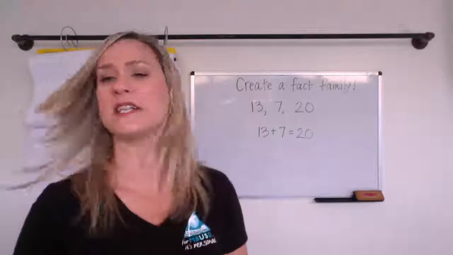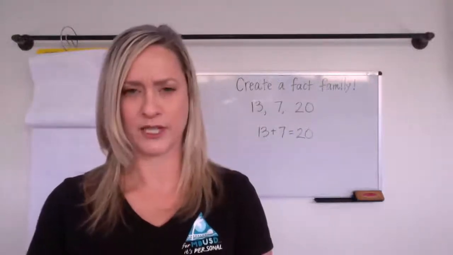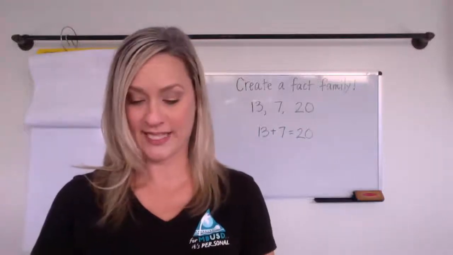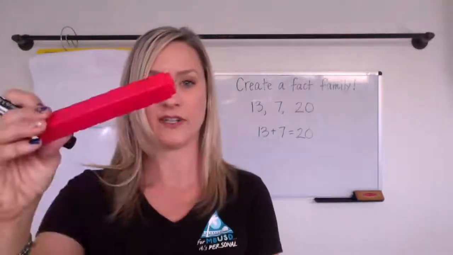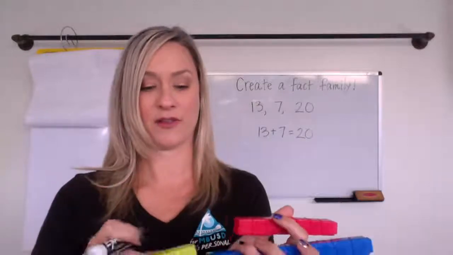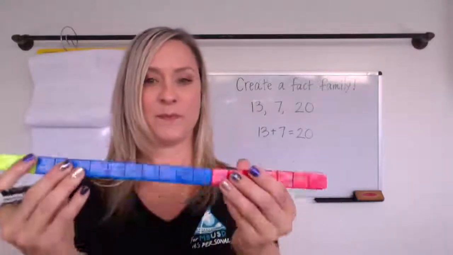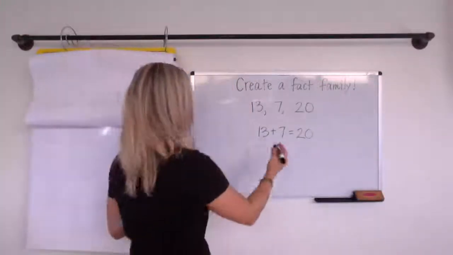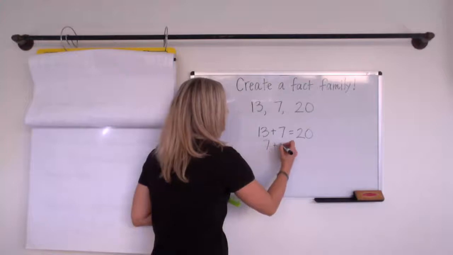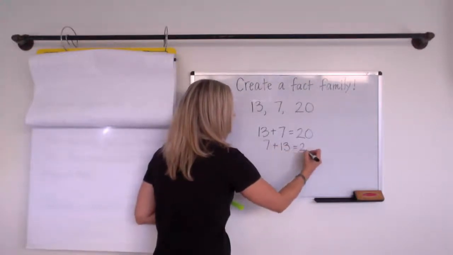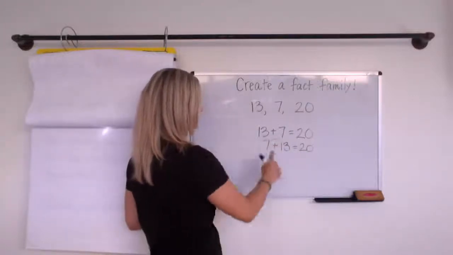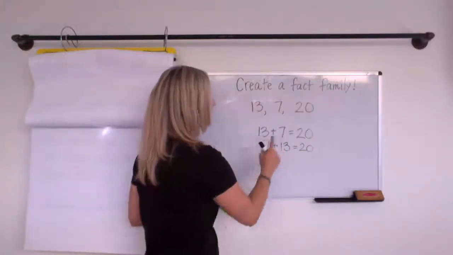Now let's see. Did you find another fact family number sentence that we could do? Did you figure out that we could swap the 7 and the 13? So here's 7. And then we add on 13. And that gives us 20, right? Even if we add the 13 to the 7, it still makes 20. We just switched the spots. 13's there, 7's there.